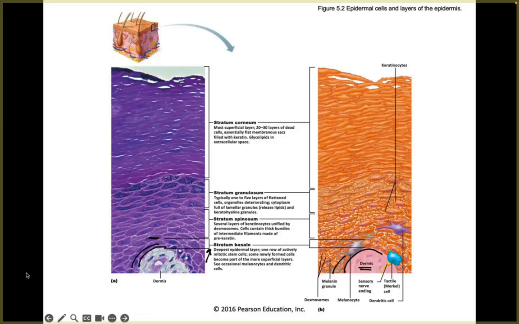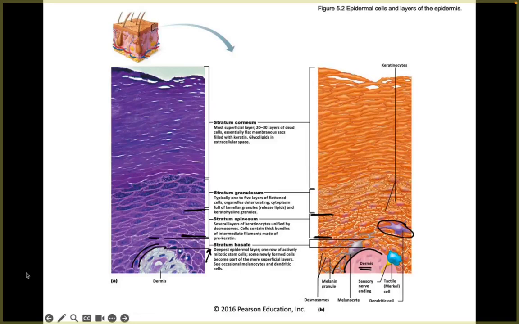That's what's known as the stratum spinosum. We have several layers, and this is where you're going to get the cells that produce keratin. They're united by desmosomes, and they consist of thick bundles of intermediate filaments made of a protein that is a precursor to keratin. You can see that from about here to here. You can also see the dendritic cell there.